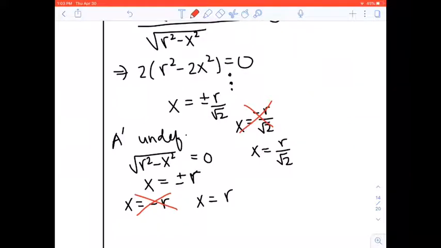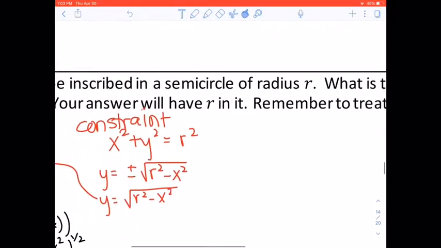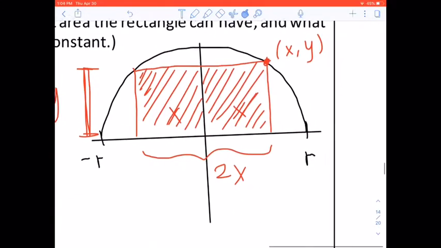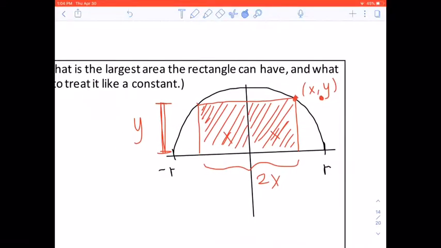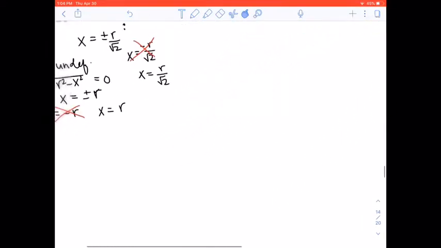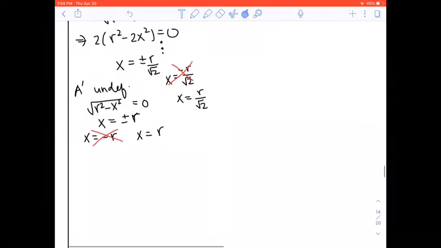And also, what happens if x is equal to r? Let's go back up and look at our picture. If x is equal to r, then my point would have been out here, and it's not inside that semicircle, so that would also not work. So I'm going to go ahead and cross that one off. Again, if you didn't realize, you would have just gone through the math and it wouldn't have worked out anyway.